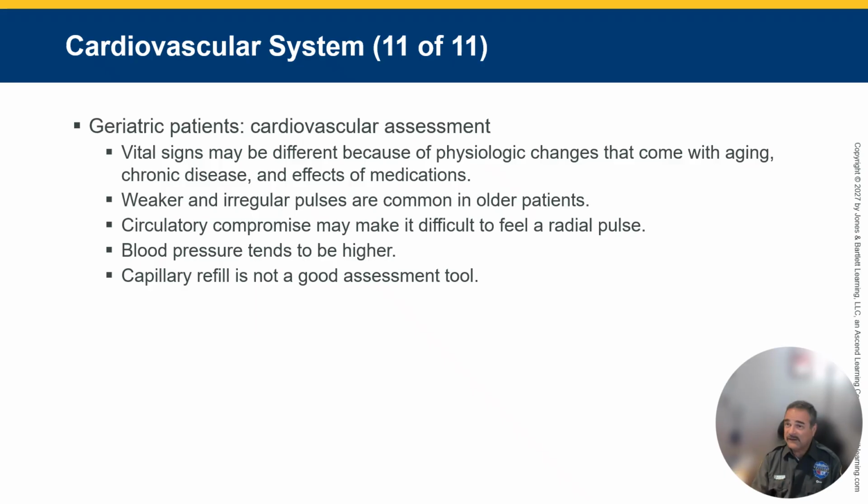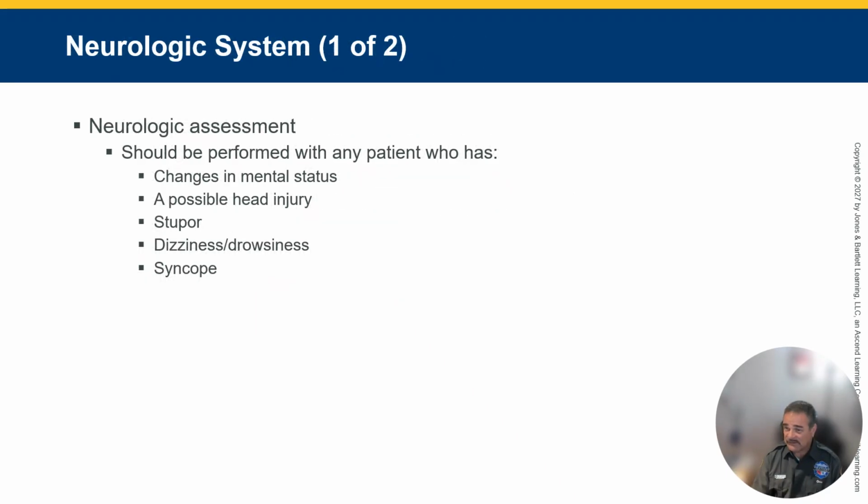Let's talk about the neurological system. Neurological assessments are important. They should be performed with any patient who has a change in mental status or a head injury, okay? That head injury may or may not cause any kind of altered mental status, but you never know unless you assess it. If you have a patient with stupor, otherwise a decreased level of consciousness to the point where they can't really be aroused, or if they have dizziness, drowsiness, or syncope, we need to do a neurological assessment.